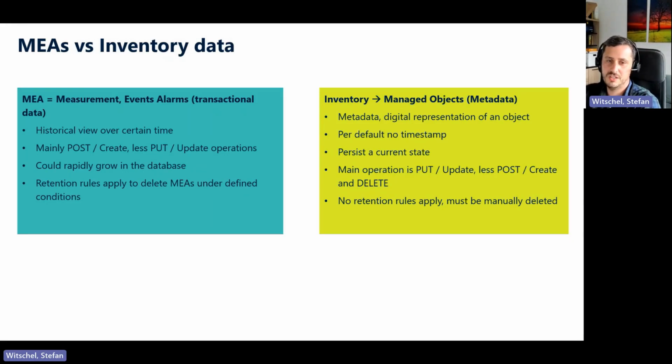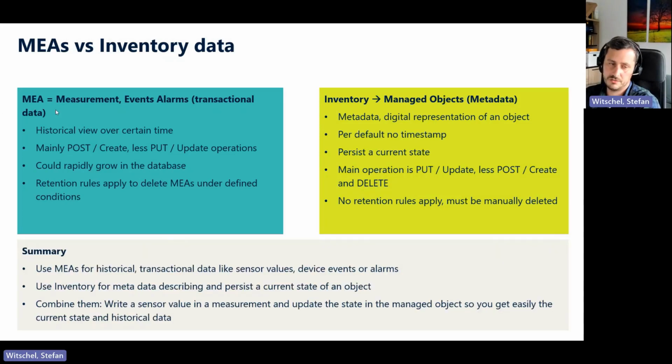But the main operation to update the state of the device is the put update operation of the inventory. And I already said that no retention rules applied for that. So in summary, the measurements, events, and alarms should be used for historical and transactional data like sensor values, device events, or alarms occurred on your devices. The inventory with managed object should be used for metadata, describing and persisting a current state of an object.